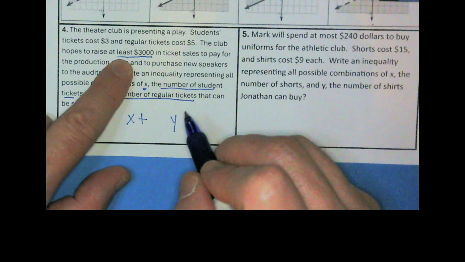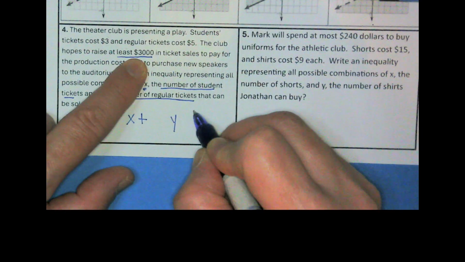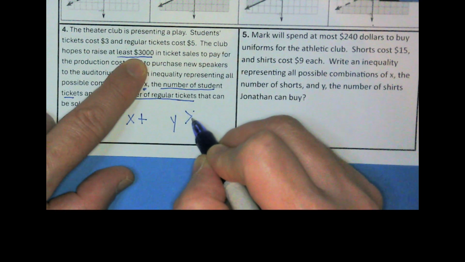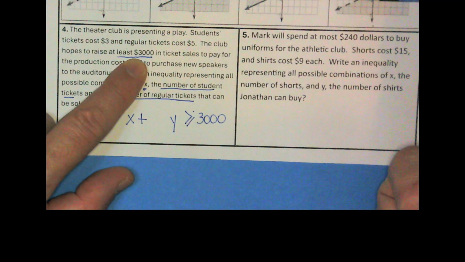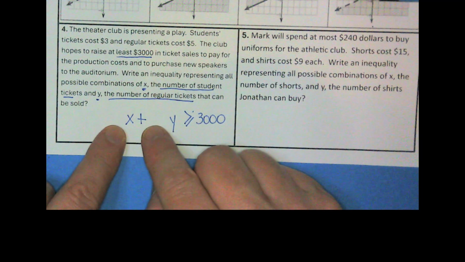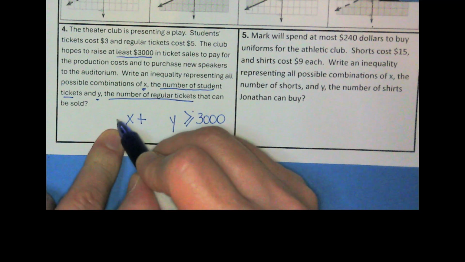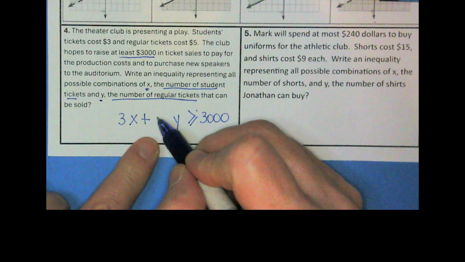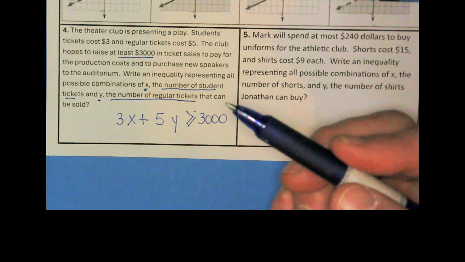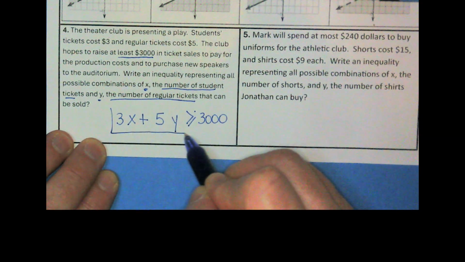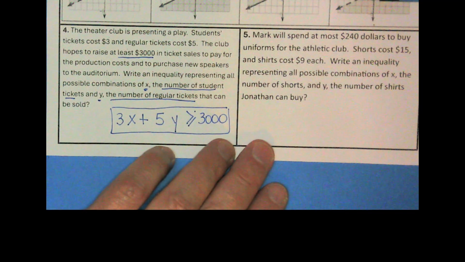And it says here that they want to raise at least $3,000. So that means it has to be greater than or equal to $3,000. Very good. Now, remember, we need to attach the price of each item in the front. So the price of a student ticket is $3 and of a regular ticket is $5. So this is our answer. This is the inequality that represents this situation. All right, let's go on to the next question.